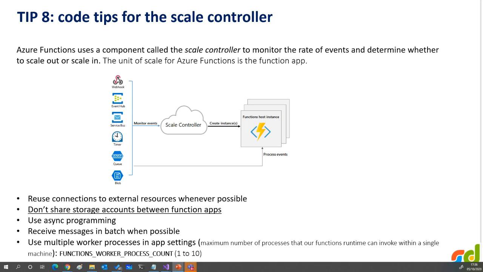And to improve performance and decrease cost, one of the tips is to reuse connections to external resources when possible, as said before.